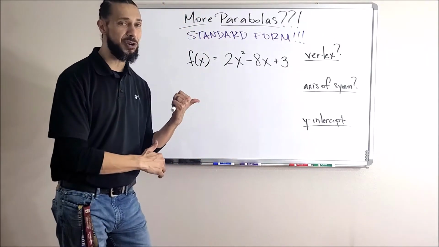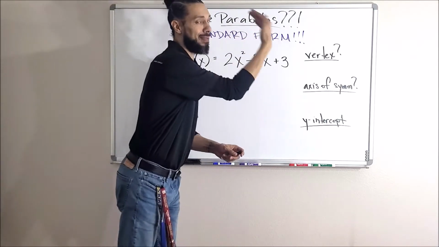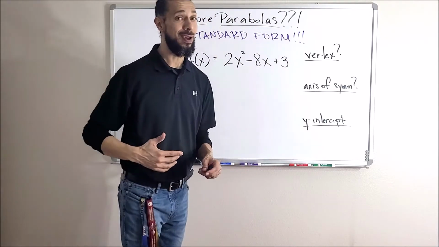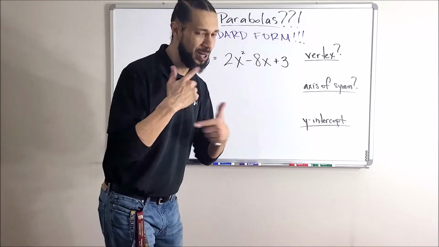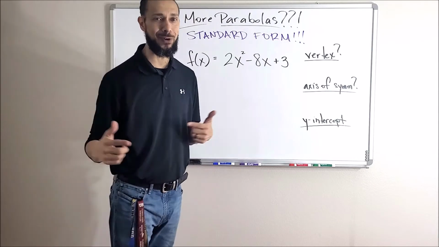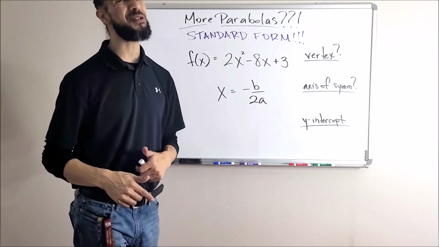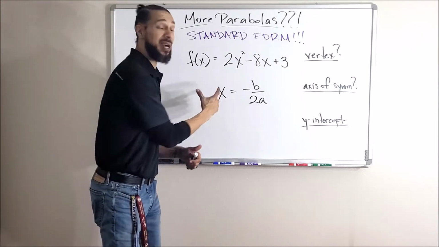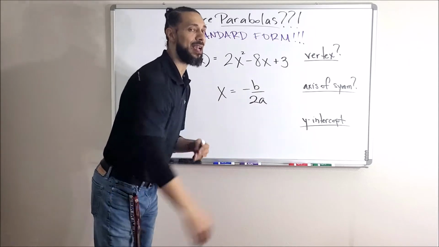We know this is standard form, right? No parentheses. I got x squared, then I got x, then I got no x's. So remember, vertex, most important point, but when it's in standard form, we got to go through a couple of steps to find that vertex. Remember what the first one is? Yeah, negative b over 2a, of course. So remember, that gives us two things. That gives us the x value of the vertex and the axis of symmetry.